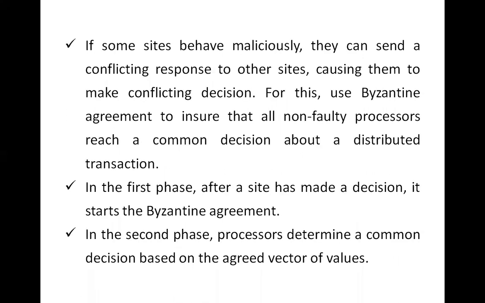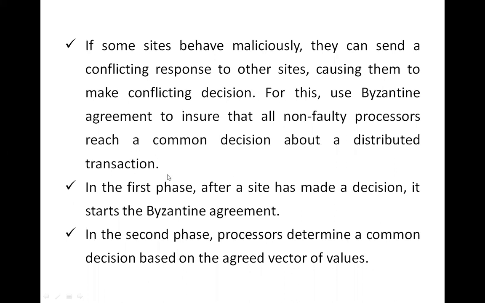So whenever there is a conflicting decision, to solve this problem we can use the algorithm which is used for the Byzantine agreement, which is going to ensure that all the non-faulty processes reach a common consensus, a common decision about the distributed transaction, whether they are going to commit or not. And how does it work? How will they come to the common decision, whether they are going to commit or abort?